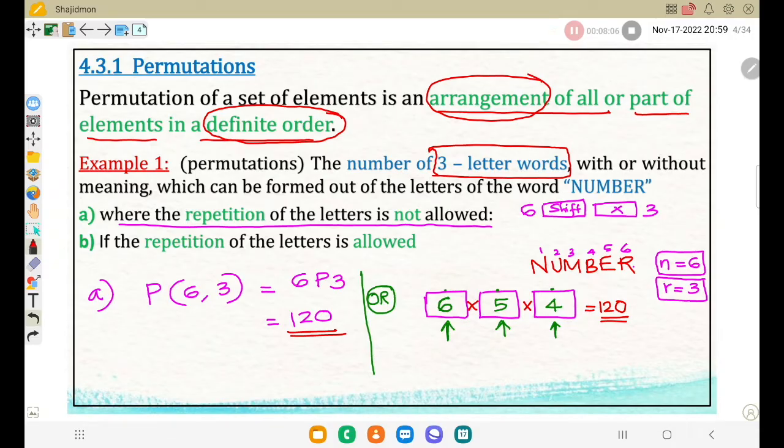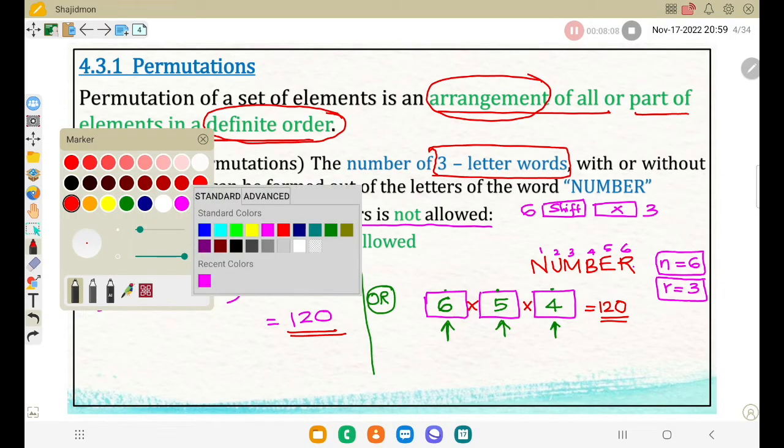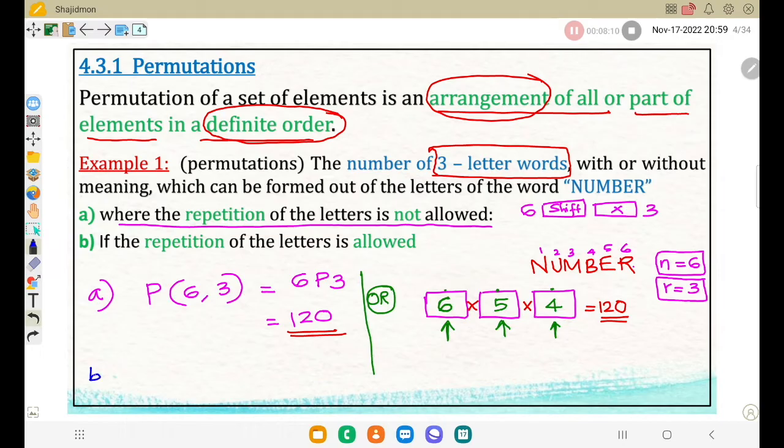Now I will go to the B part of the question. What is the B part of the question? If repetition of the letters is allowed, you can repeat the letter, no problem. That is the meaning of repetition of the letters being allowed.